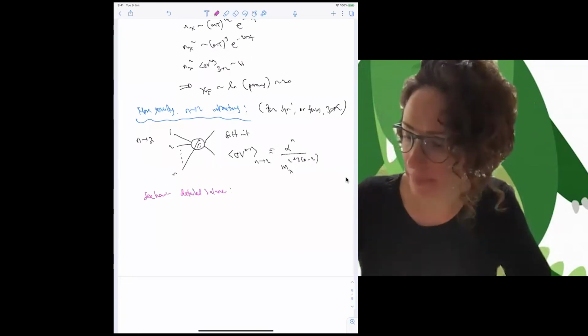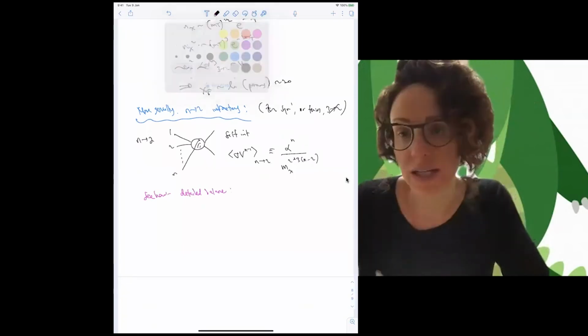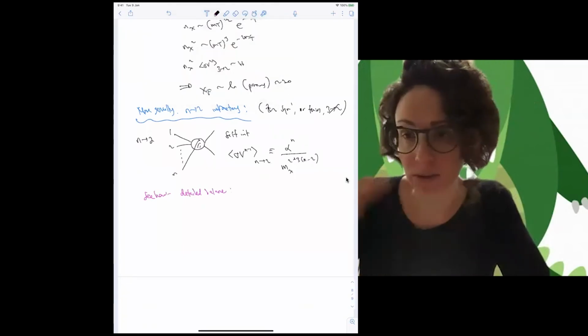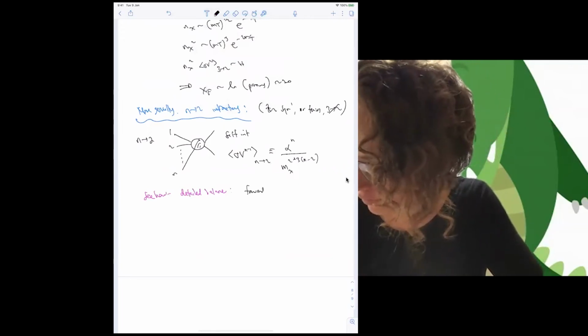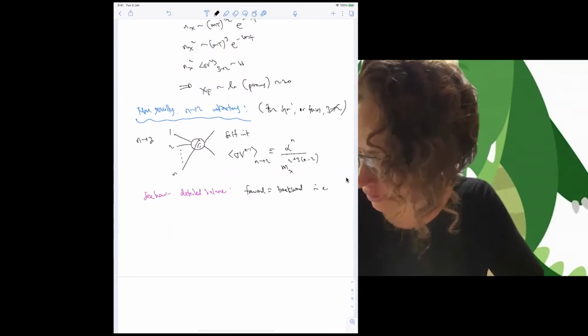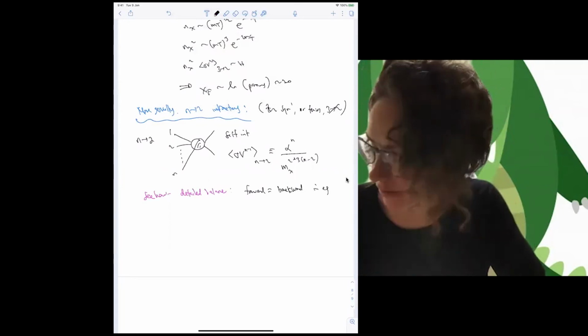Detailed balance. Okay, so detailed balance tells us that the forward rate is equal to the backward rate in equilibrium. So forward equals backward when we're in equilibrium. So let's look at what this looks like.